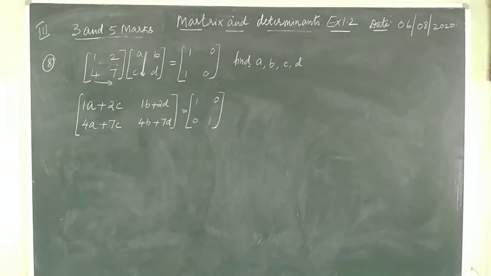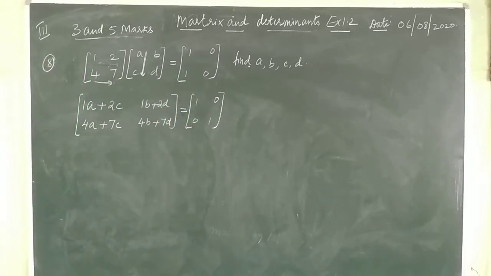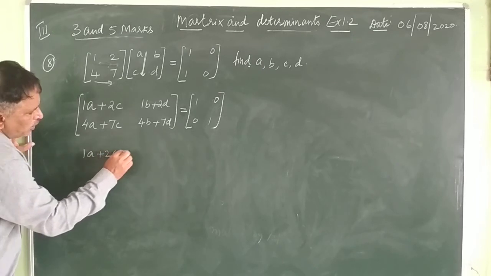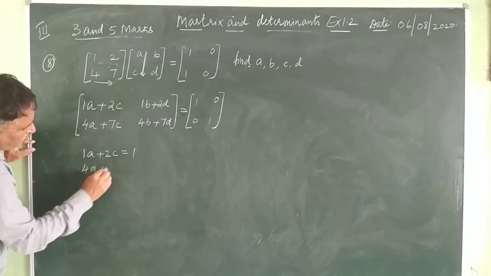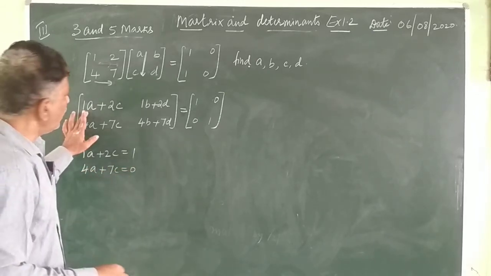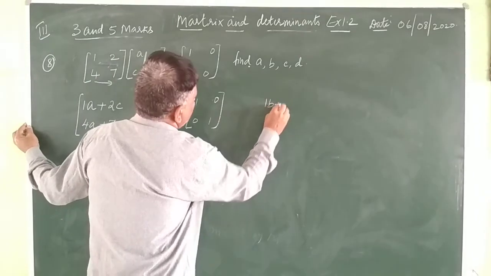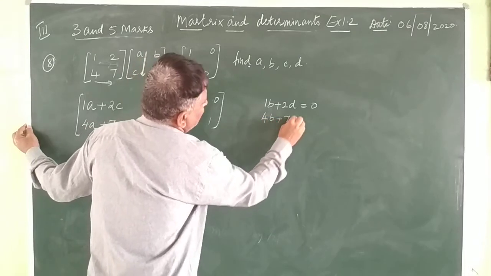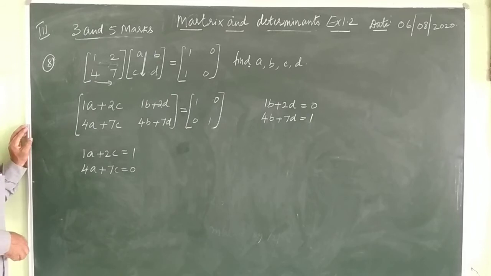Very clearly, since the equal sign is given, these two are equal matrices. That means 1A plus 2C is equal to 1. Next, 4A plus 7C is equal to 0. I have taken A and C on one side. Then 1B plus 2D is equal to 0, and 4B plus 7D is equal to 1. Right? Now, these are in the form of simultaneous linear equations.